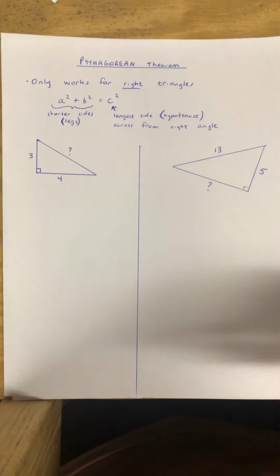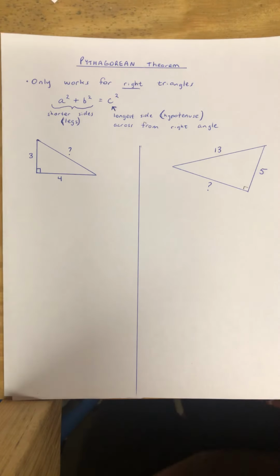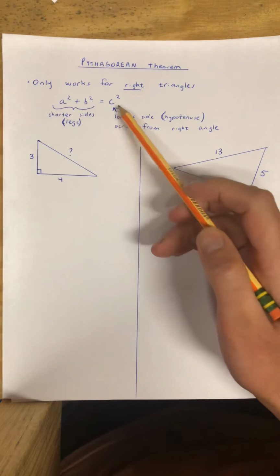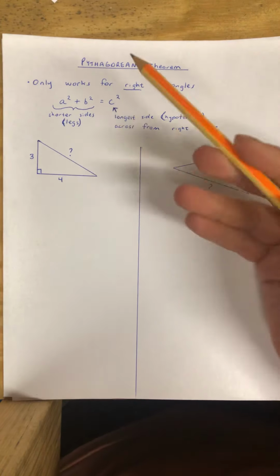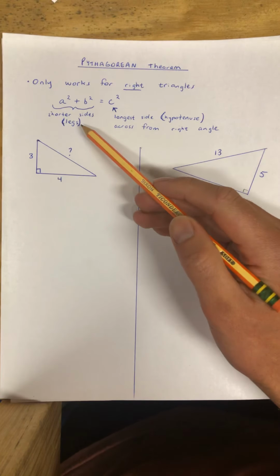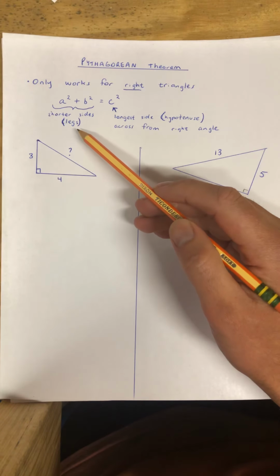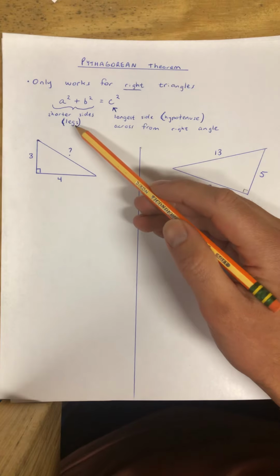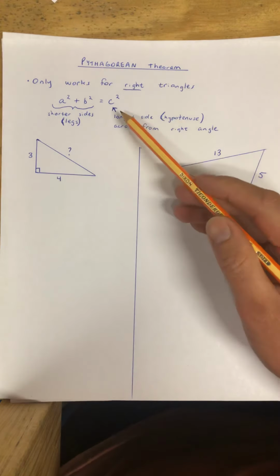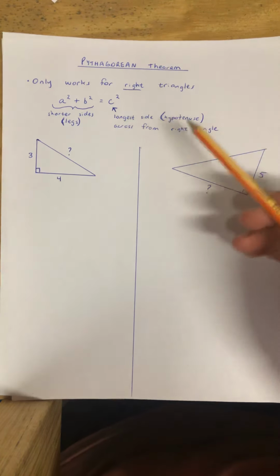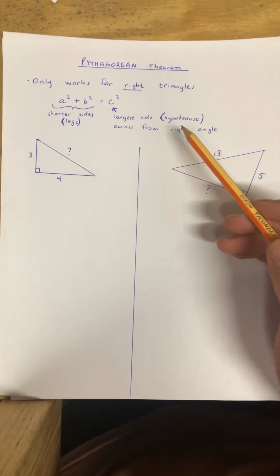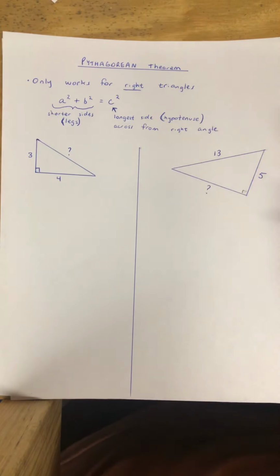Okay? The formula that goes with the Pythagorean Theorem is a squared plus b squared equals c squared. It's very important to remember that A and B are the shorter sides. We call them legs. They're the two shorter sides. And C is our longest side. We call it the hypotenuse. You can always tell where your side C is going to be by going across from the right angle.